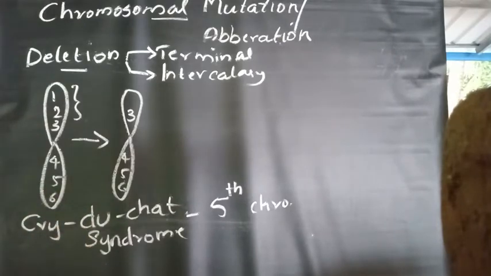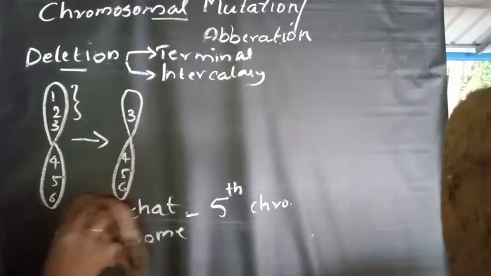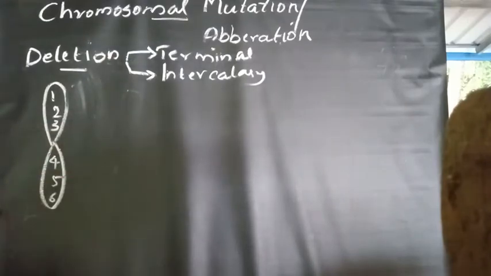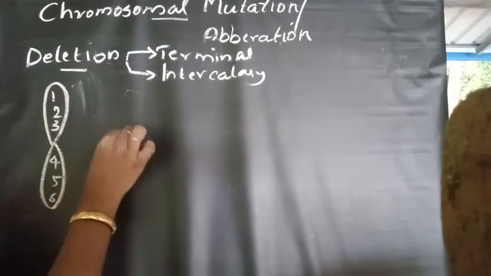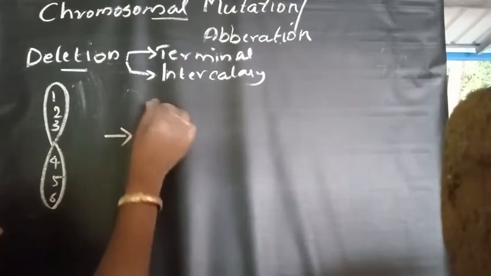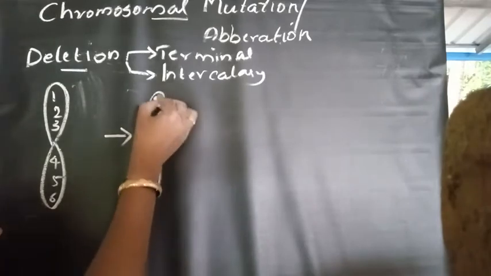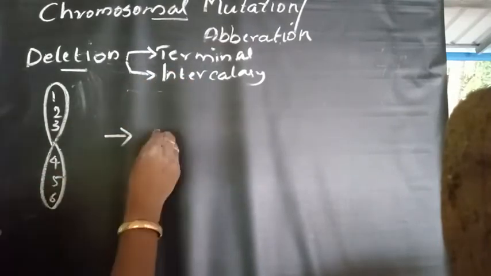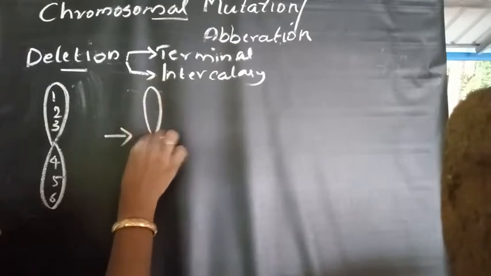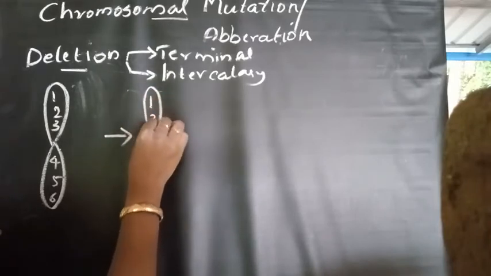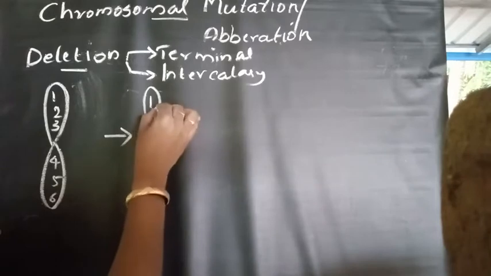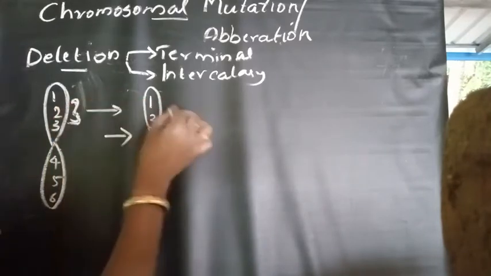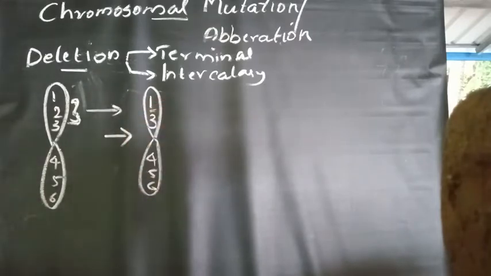Then intercalary deletion. We can use the same example. In intercalary deletion, what happens is, due to mutation, it becomes 1, 3, 4, 5, 6. Here this portion, the 2, is deleted. That is called intercalary deletion.